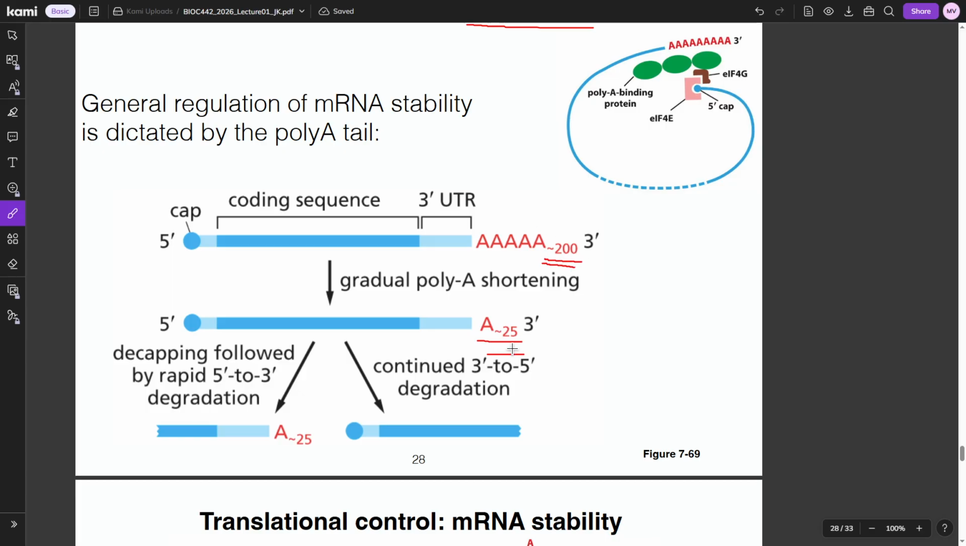And then from here, we actually have two options. We can either decap the mRNA, so remove the 5' cap, and then follow that with a really quick 5' and 3' degradation, or we can just continue to degrade from the 3' end. Honestly, you guys don't need to know when it degrades from the 5' end and when it degrades from the 3' end. You just have to know that these are two different options. It can either remove the cap and degrade very quickly from this side, or it can degrade normally at some standard rate from the poly A tail.